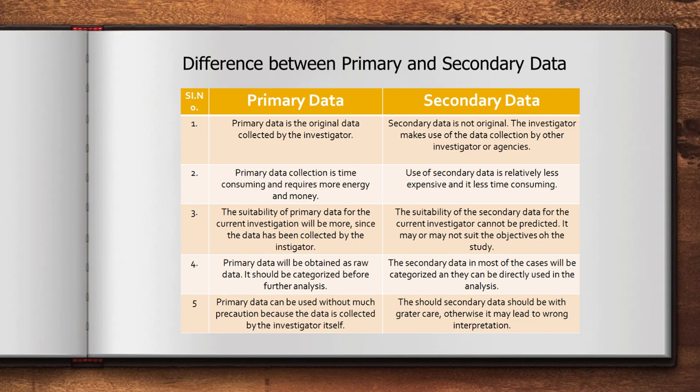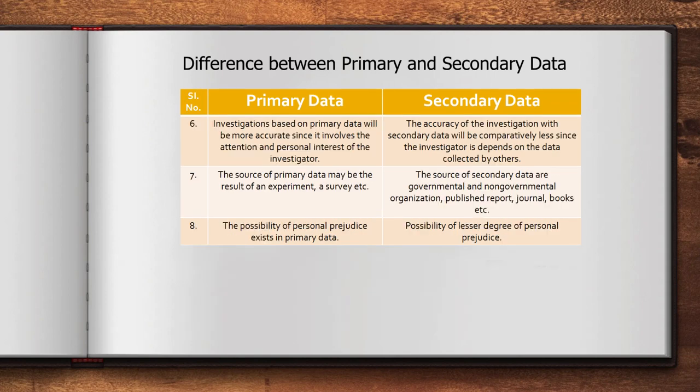Primary data can be used without much precaution because the data is collected by the investigator itself, whereas the secondary data should be used with greater care, otherwise it may lead to wrong interpretation. Investigations based on primary data will be more accurate since they involve the attention and personal interest of the investigator. The accuracy of the investigation with secondary data will be comparatively less since the investigator depends on the data collected by others.